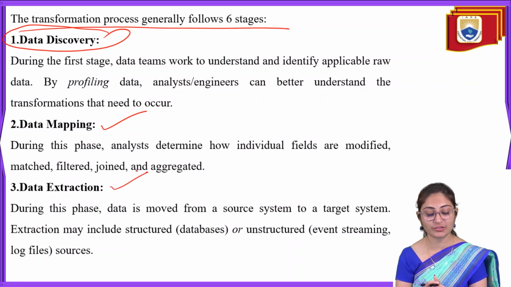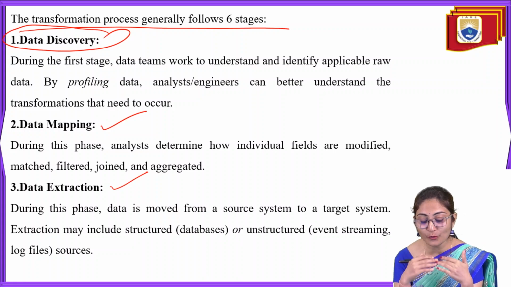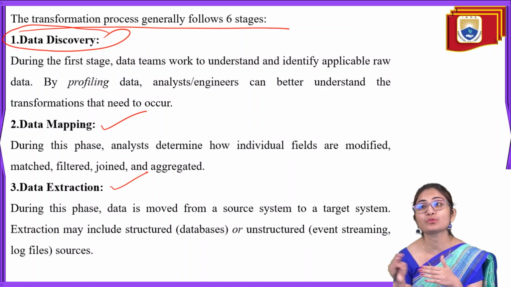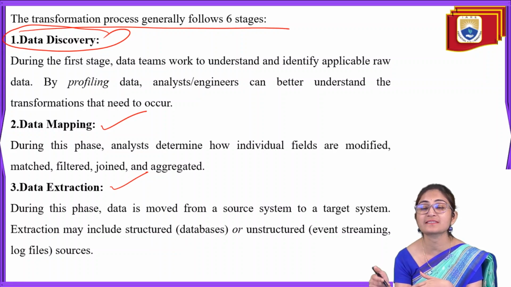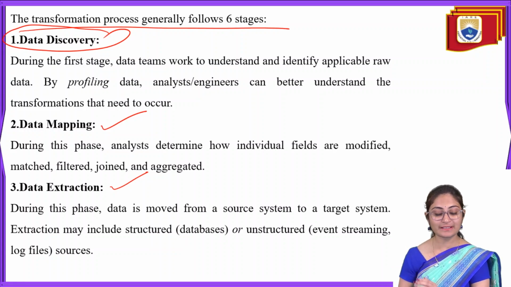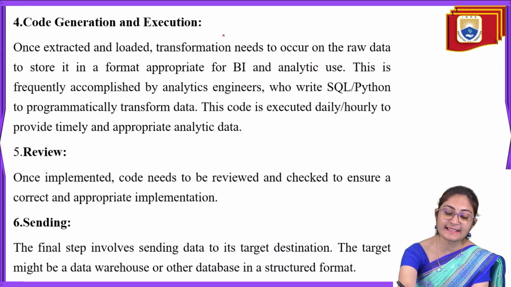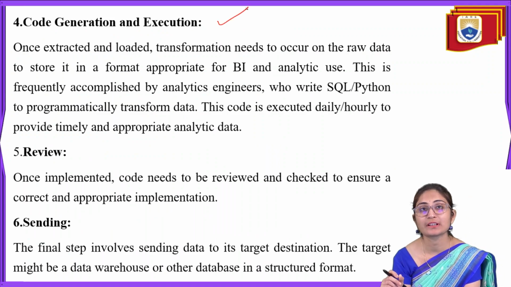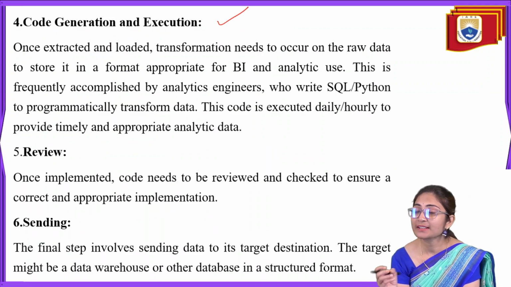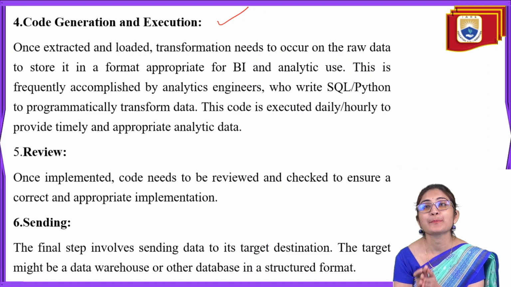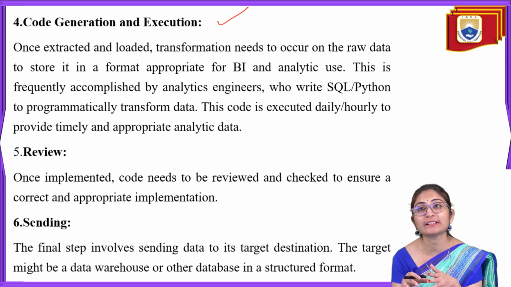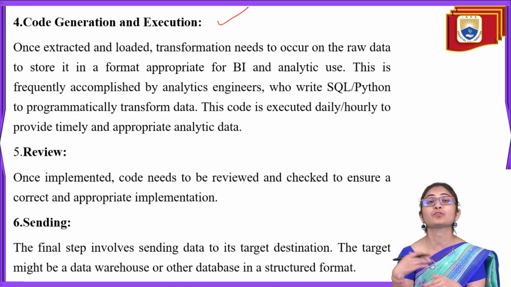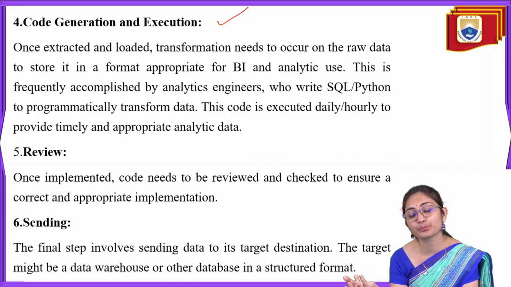Next one, data extraction. Data is moved from the source system to the target system, source to destination, and extraction may include structured or unstructured data, that means databases or even streaming log files. Then next one, code generation and execution. Once extracted and loaded, transformation needs to occur on the raw data to store it in the appropriate format for BI and analytic use. So once you have done extraction and loading, after that it will occur on the raw data for storing it in the proper format.